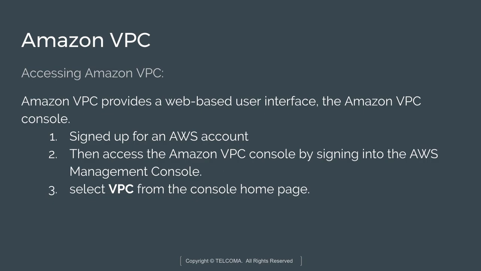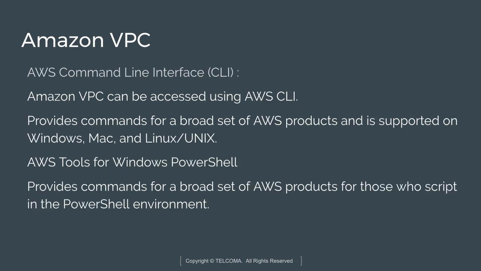Now, how can we access Virtual Private Cloud? We can see by accessing through the management console in our practical class. It provides a web-based user interface. That means we need to sign in to our account and access the VPC console. Through the management console, we can select the Virtual Private Cloud. So this is one of the ways: with the help of the web-based service, the management console, we can access Virtual Private Cloud.